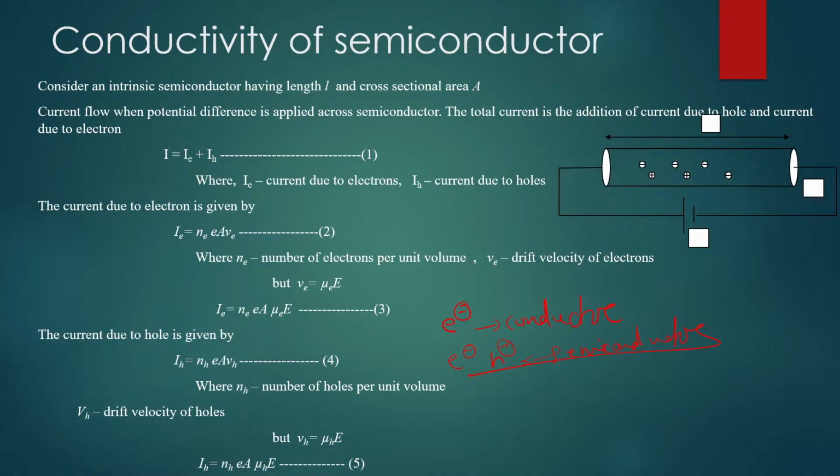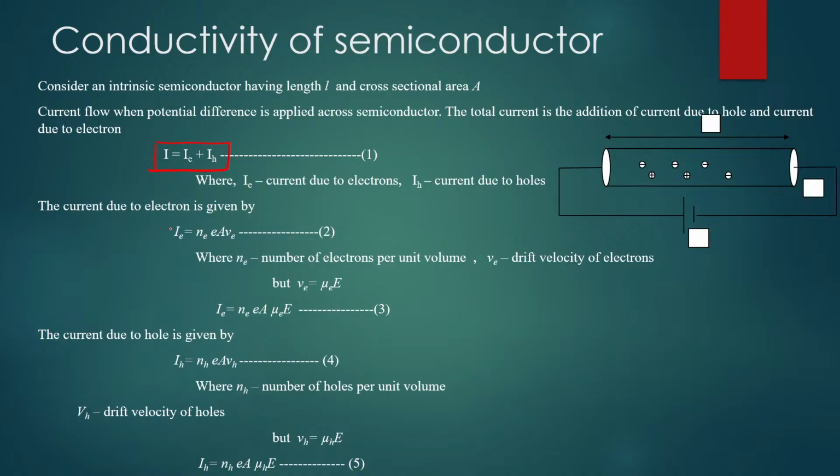Whenever we have any conductor, how do we find the value of I? Okay, so what will we do then? Whatever derivations we use in the conductor, we put the same equation, but the total current is what? IE plus IH. That means the current flowing because of holes as well as the current flowing because of electrons.